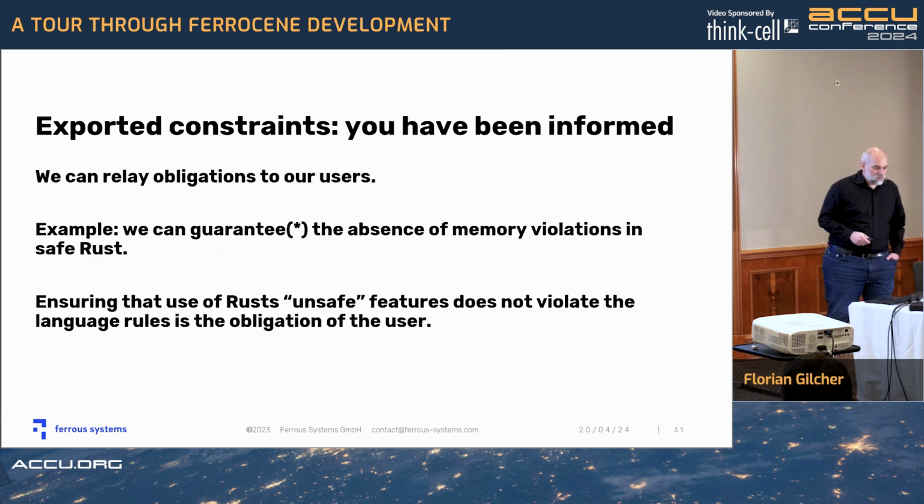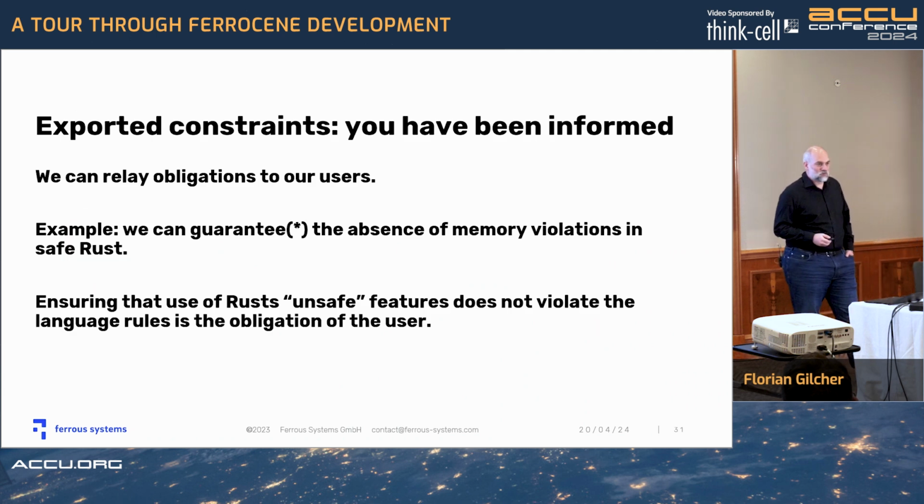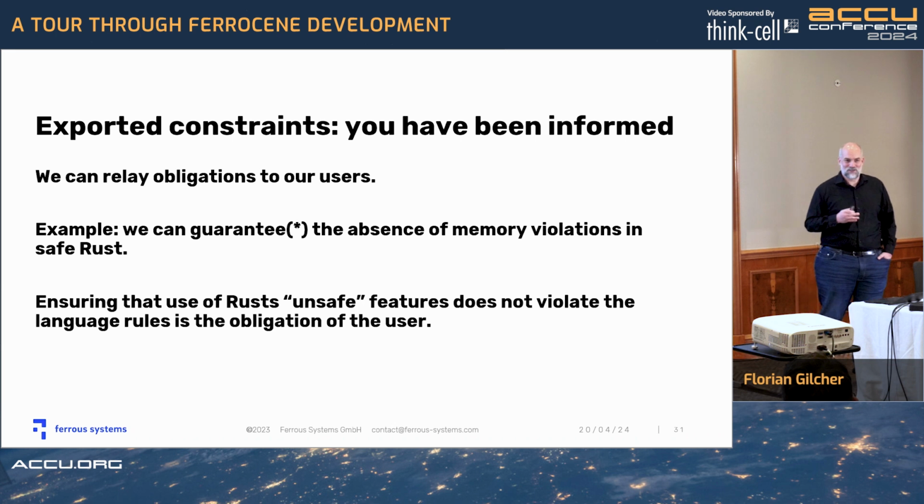So this is called an exported constraint. You have been informed. I didn't know there's a linker for that before. I know it. So we can relay obligations to the user. And for example, Rust famously has a part of the language that is called unsafe. Safe Rust, and there's unsafe Rust. And we can guarantee the absence of memory violations in safe Rust.